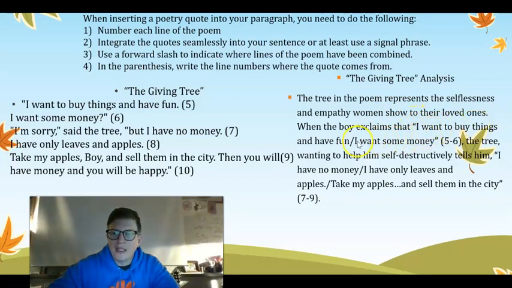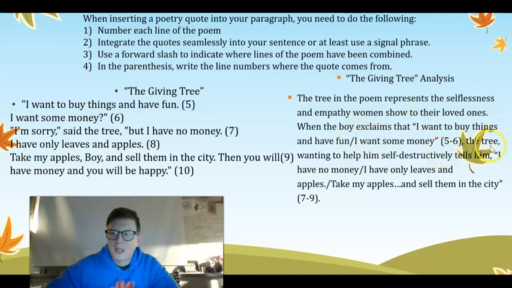Quotation mark, I want to buy things and have fun. And then we have this forward slash, I want some money. That's this line right here. I don't go to another line to write this. The forward slash tells us that the next phrase is from a different line. Then I have a quotation mark, and then I have parentheses, 5 through 6. This tells the reader that these are quotes from lines 5 and 6.